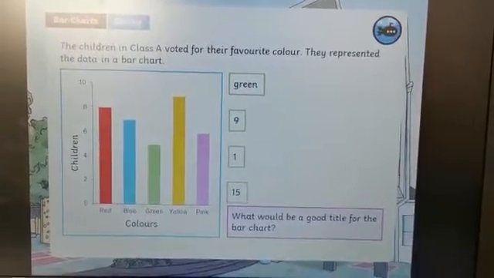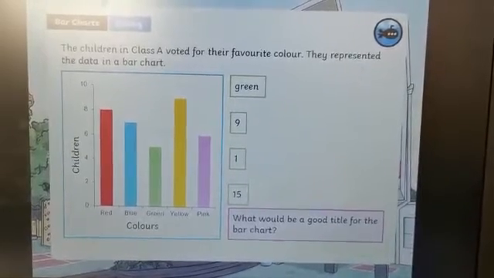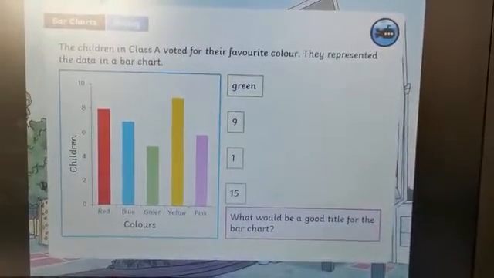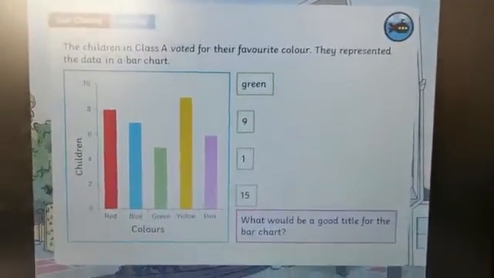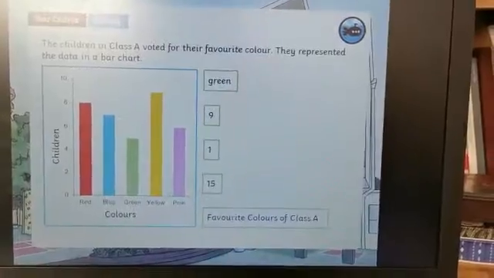What would be a good title then for this bar chart? Well, if we look at the labels on the x and y axis, we've got children and colours. So it must be about the favourite colours chosen by children.